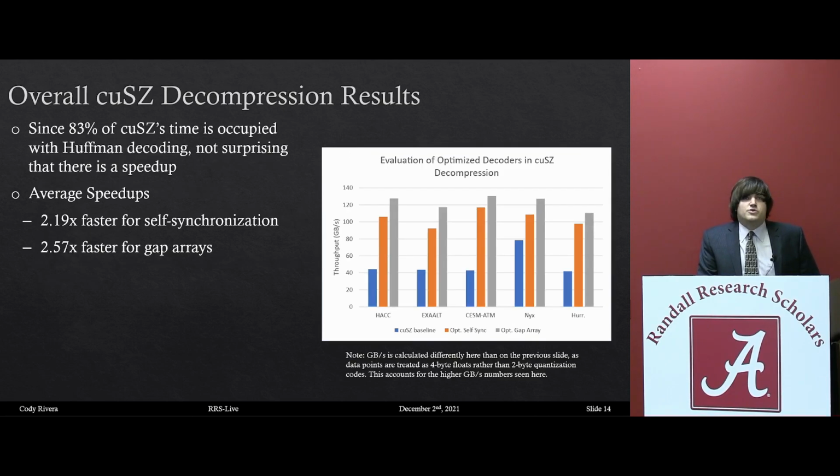As for QSZ itself, since a lot of QSZ's time was occupied with Huffman decoding itself, it's not surprising that there is a similar speedup in the overall decompressor, with average speedups of 2.19 times and 2.57 times, respectively, bringing QSZ's decoder to the power of its encoder.